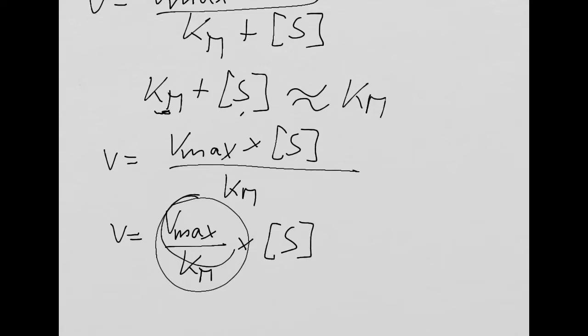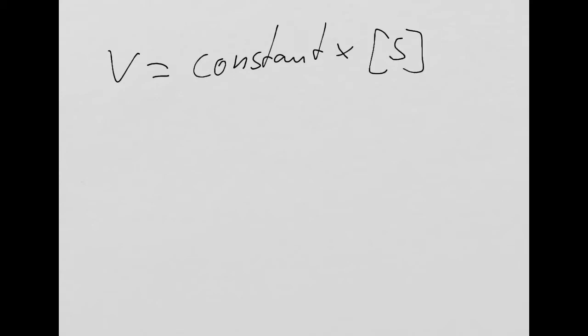Okay. Anyway, let me just still carry on with that for a moment. So we can treat this as a constant. So we have V equals constant times S to the power of 1. What order is this? It's a first order reaction.